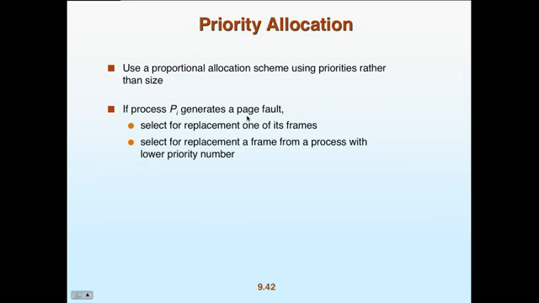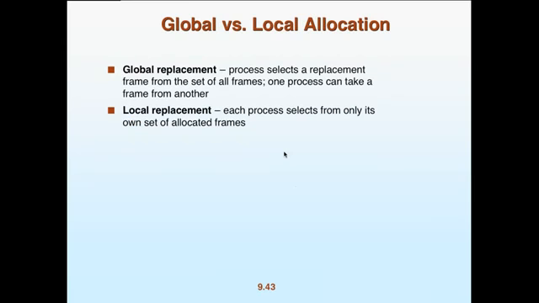So if process P1 generates a page fault, select for replacement one of its frames, or select a frame from a process with a lower priority number. So lower priority numbers are freeing up their frames for higher priority processes that are running. So that's usually how it actually kind of works in the true operating system environment. Because some things you have to have loaded. So you have to put a priority at one point.